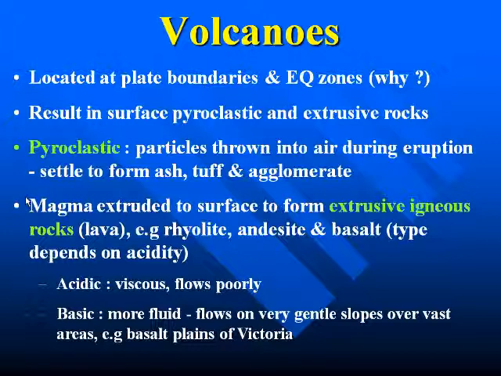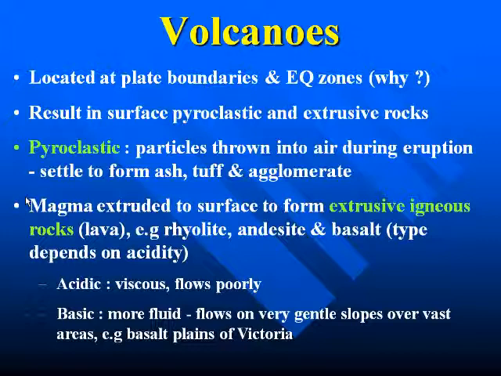They result in extrusive rocks and pyroclastic rocks. Pyroclastic is particles that are thrown into the air during eruption. They settle and form ash, tuff, and agglomerates. So that's really essentially different forms of dirt and gunk, from like the ash, like the really fine powdery stuff, to an agglomerate, which is the bigger rocks. So pyroclastic is the stuff that's thrown into the air.